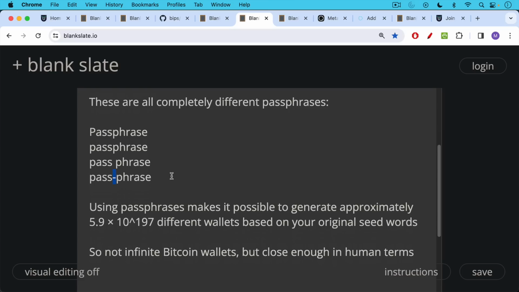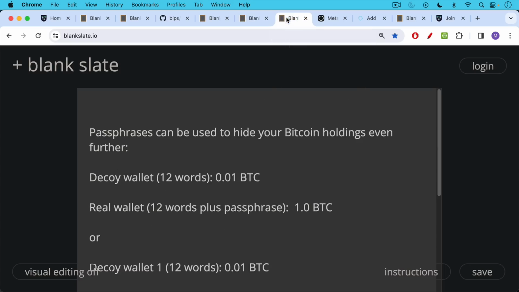Now, using passphrases makes it possible to generate approximately 5.9 times 10 to the 197 different wallets based on your original seed word. So this is not infinite Bitcoin wallets, as we said at the beginning, but close enough in human terms. This is an enormous number that's greater than the number of known atoms in the known universe.